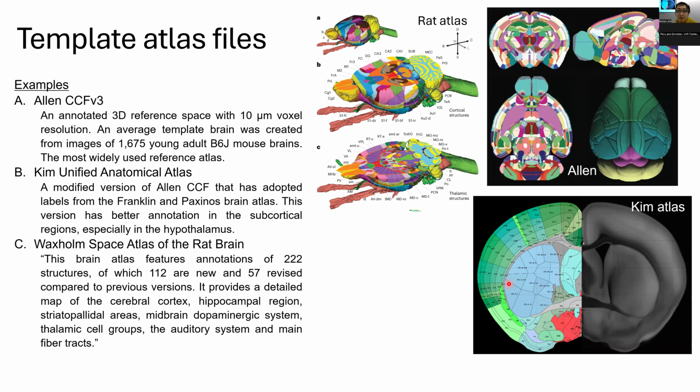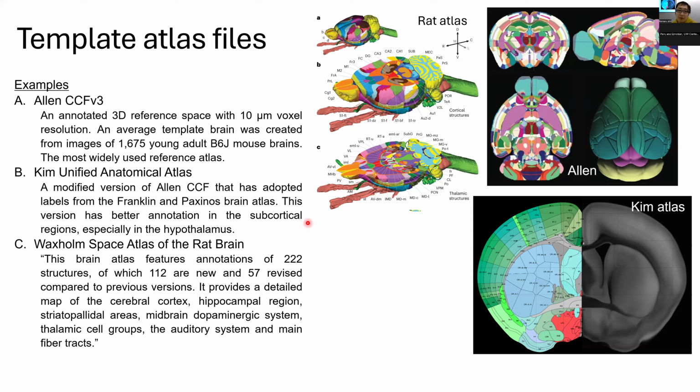I don't think I need to give you any explanation about this, but the Allen Atlas has used 1,675 young adult B6J mouse brains to create this template MRI image, and they have data-driven, organized segmentation of the brain regions. You can look it up on their GUI on their webpage. It's very commonly used to identify regions in the mouse brain.